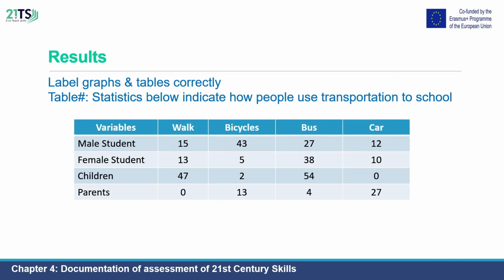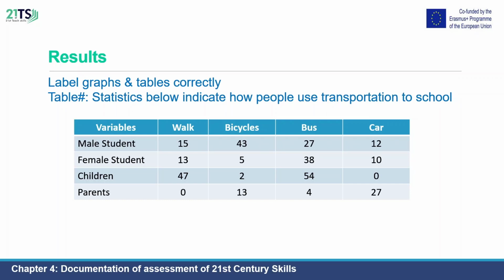Here are some examples to show how readers can pick up the information from the results quickly. Here are some examples of findings presented in a table. Label graphs and tables correctly. If you have more than one table, you have to number your tables accordingly.